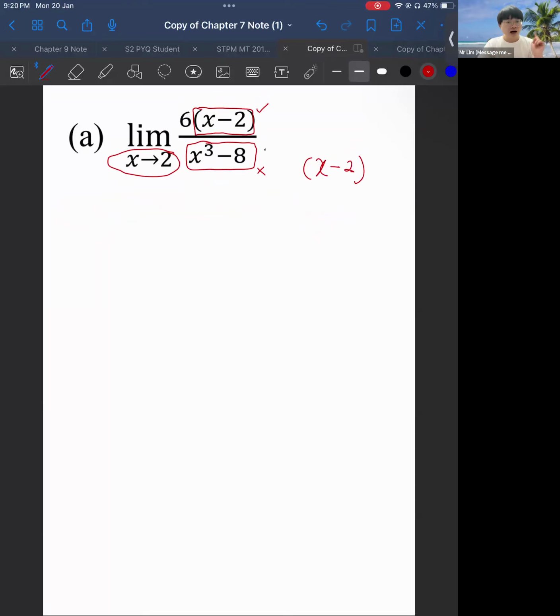Factorization of a polynomial. Actually, you can guess, this one has this factor. So you do the long division, this one divided by this, so you can find the quotient, and then you know this one is a multiple of this one. Okay, let's do it. Step one is this one, we check first. Step two, let's factorize x cubed minus 8.